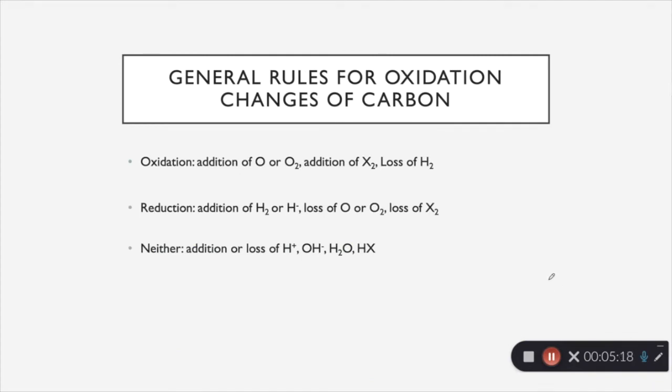So here are some general rules for oxidation changes of carbon. If we are oxidizing a carbon, we are adding oxygen, molecular oxygen, we are adding a halogen, or the loss of molecular hydrogen. For reduction, it's the exact opposite. It is the addition of molecular hydrogen, a hydride, or the loss of oxygen or molecular oxygen, or the loss of a halogen. But in these cases right here, it would neither oxidize nor reduce the carbon. So if you add a proton, a hydroxide, water, or a hydrogen halide, it will neither oxidize or reduce it.